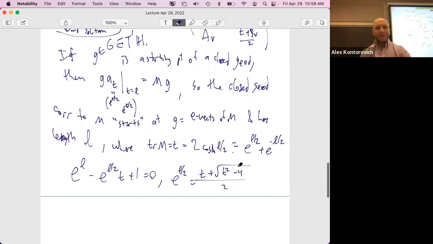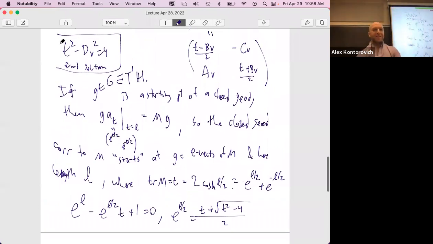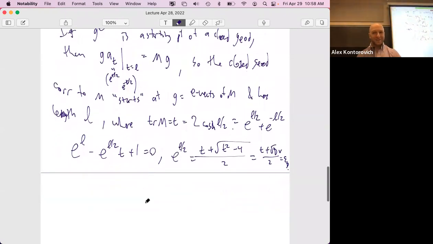Hang on a second. What is T squared minus 4? T squared minus 4 is D V squared. Yes. So this is exactly T plus V root D over 2. This is exactly the fundamental unit epsilon D. Okay, so now I'm going to take logs. That's what we're getting, the log of epsilon D. Exactly. So the length will be exactly twice the log of epsilon D.